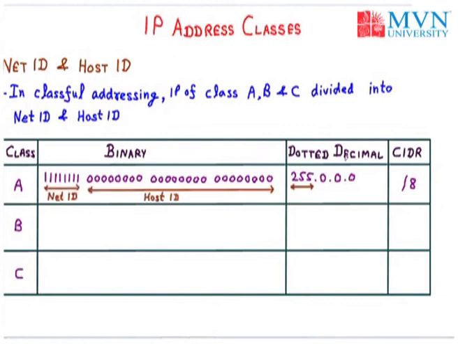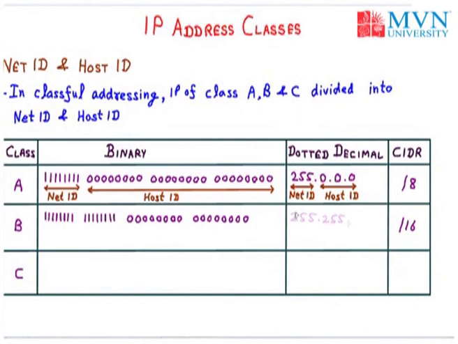Same if we are using the decimal dotted notation, in which the first octet is the net ID and the remaining 3 are the host ID. Next we have class B. In class B the CIDR is /16. That means the first 16 bits will be 1 and the rest are zeros.